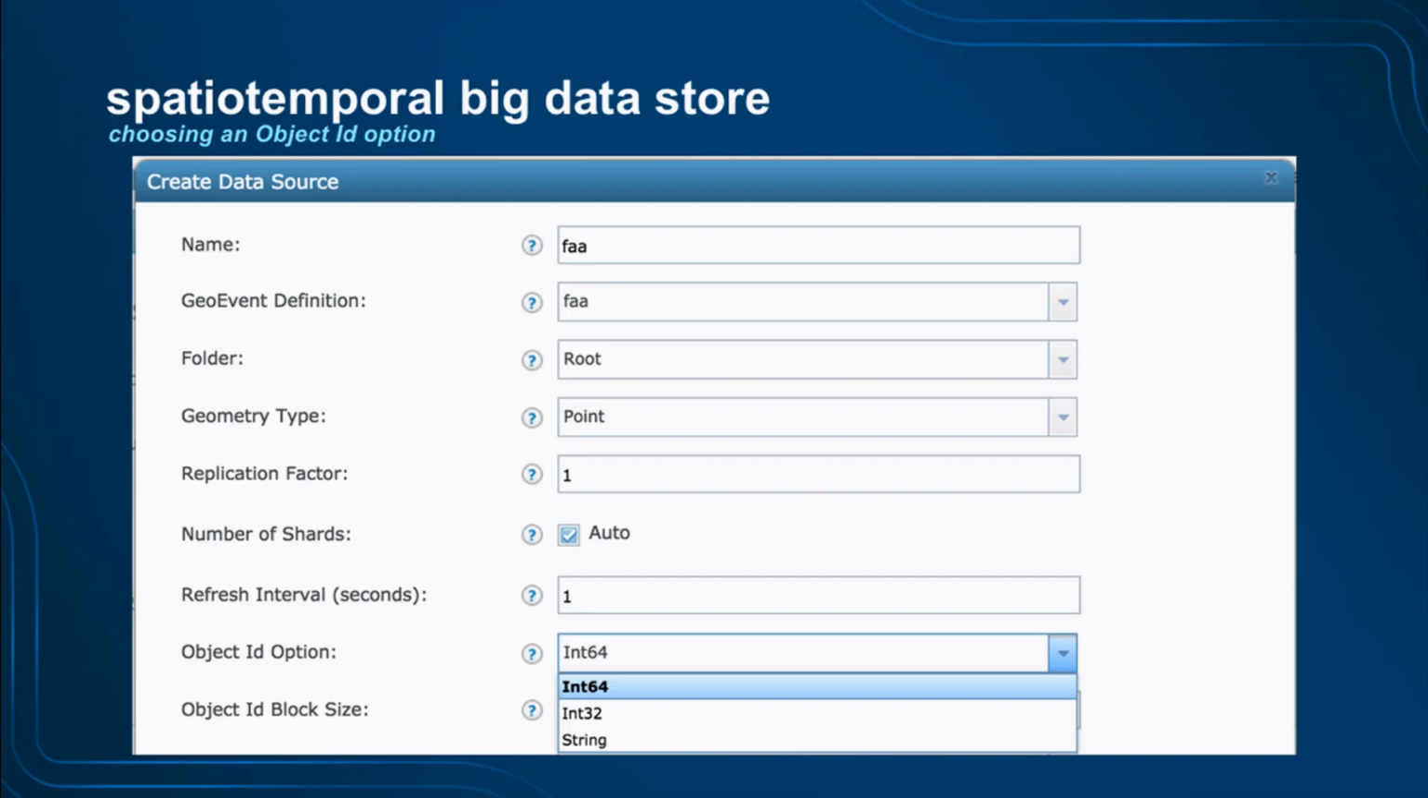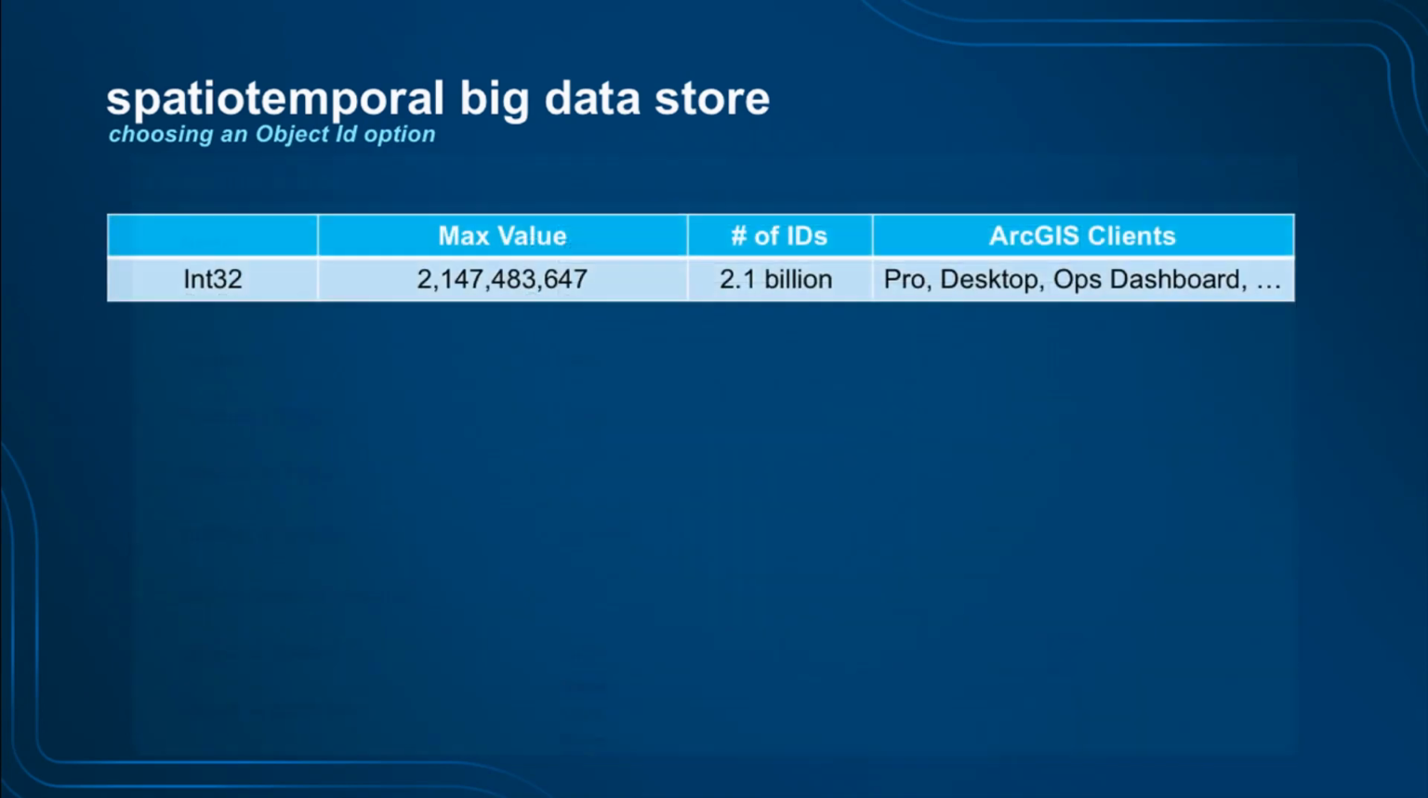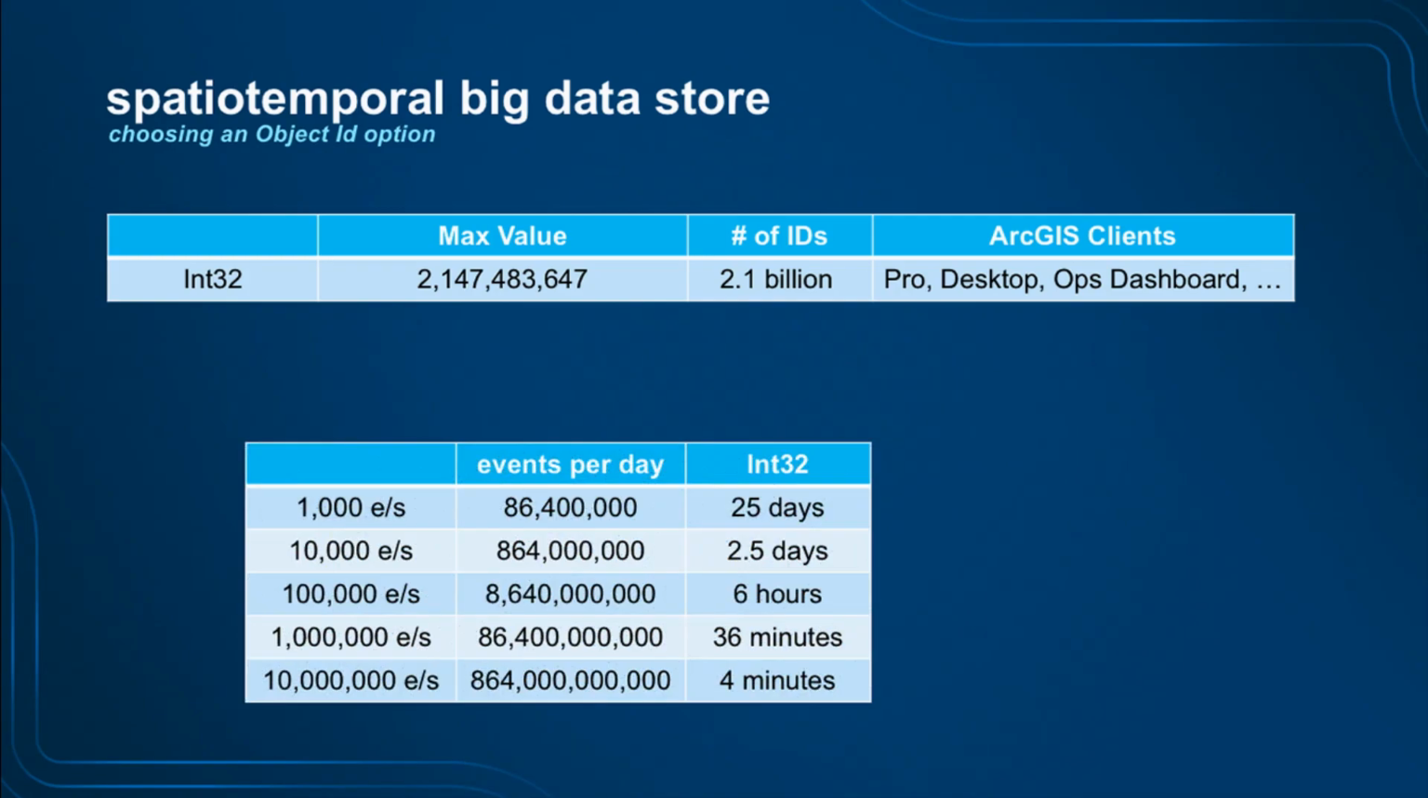So you might be thinking, well, int32 is fine for me, that's no problem. Well, here's just a scenario. The int32 max value is 2 billion and something. And so all of our clients support that: Pro, Desktop, Ops Dashboard. So if you had 1,000 events per second, you'd run out of int32 IDs in 25 days. I don't know how big your velocities are, but a lot of our customers have velocities that big or larger. And so it becomes a problem in 25 days.